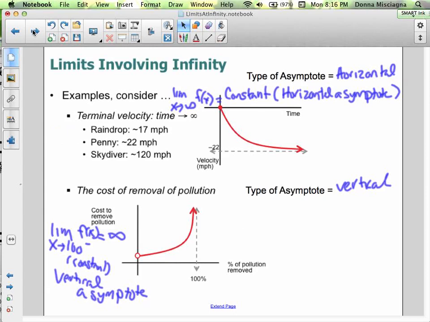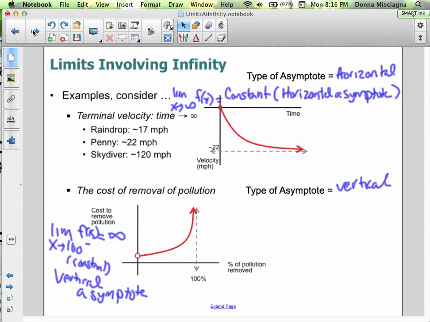So, limits involving infinity. Here we have horizontal and vertical asymptotes. Some examples: terminal velocity as the time approaches infinity. As our time increases, our velocity is going to approach some absolute value. Our raindrop is going to keep going faster and faster, but it's going to hit the ground at some point, and so there is going to be some type of terminal velocity, or a limit to how fast it could go. So that's a horizontal asymptote.